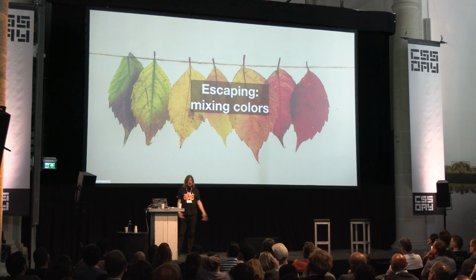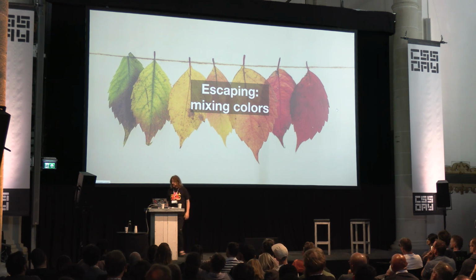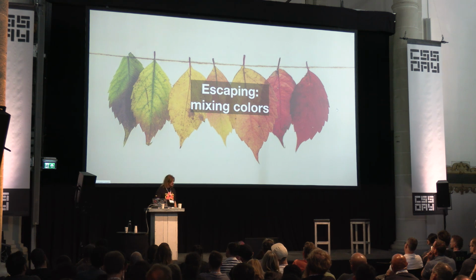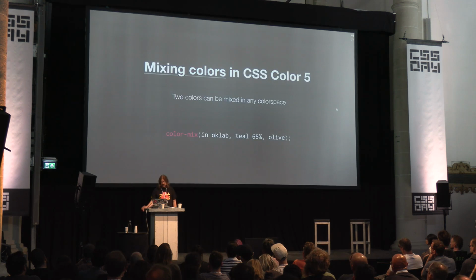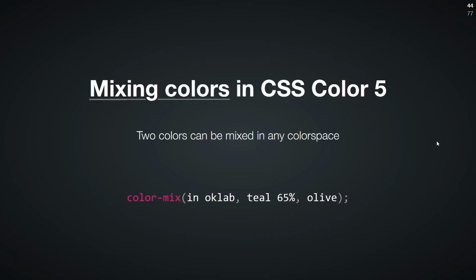Okay, so now we've specified some colors. Let's go on to mixing them. Mixing colors is fun. You can make gradients and make pretty patterns and stuff. So there we are. It's pretty straightforward. Rachel already mentioned this in her talk earlier today. So you say color-mix, then you say which color space you want to mix in, because it really makes a big difference. And then you have 2 colors and 2 percentages.